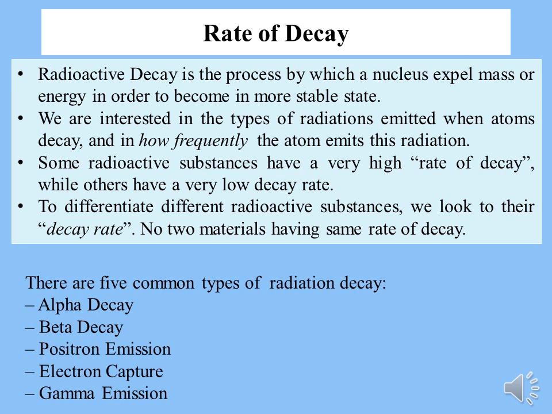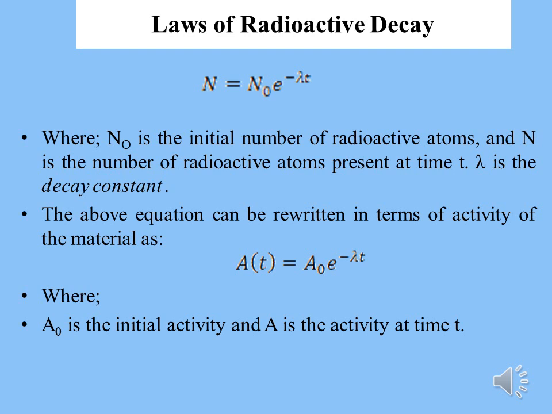There are 5 common types of radiation decay. 1. Alpha decay. 2. Beta decay, either beta emission, positron emission, or electron capture. 3. Gamma emission. Laws of radioactive decay.